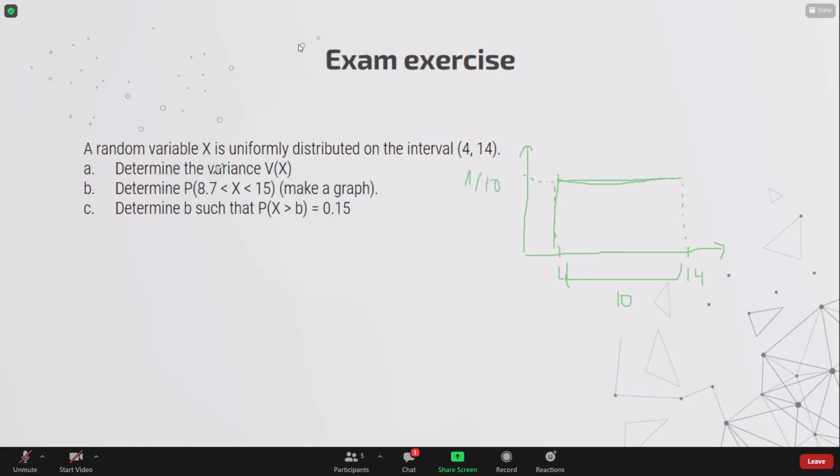Then the formula for the variance, if you remember from the previous slide, is just having the maximum point, which is 14, minus the minimum point, which is 4, to the power of 2, divided by 12. Here it should be 4 instead of 10. It should be 100 divided by 12, which is just 8.33.